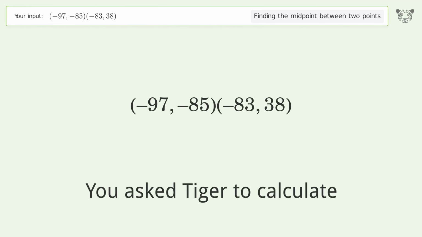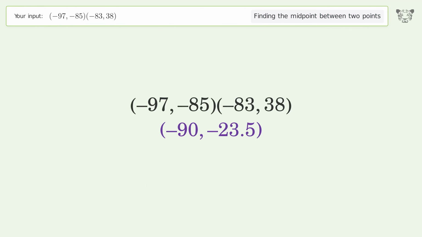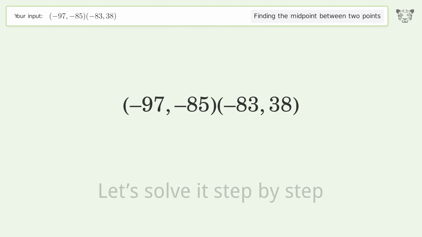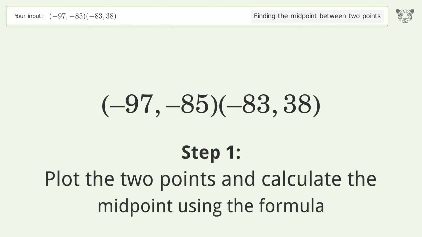You ask Tiger to calculate. This deals with finding the midpoint between 2 points. The midpoint between the 2 points is -90, -23.5. Let's solve it step by step. Plot the 2 points and calculate the midpoint using the formula.